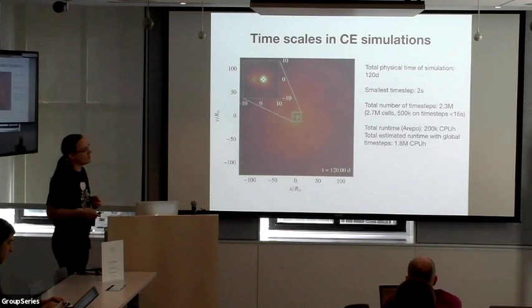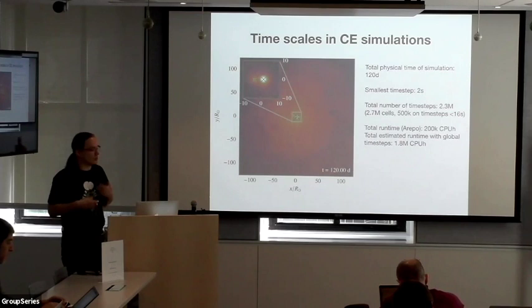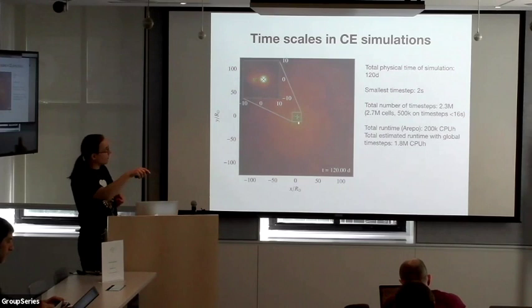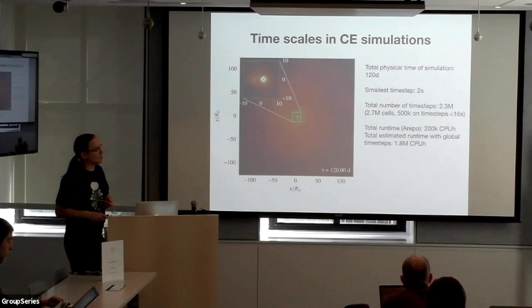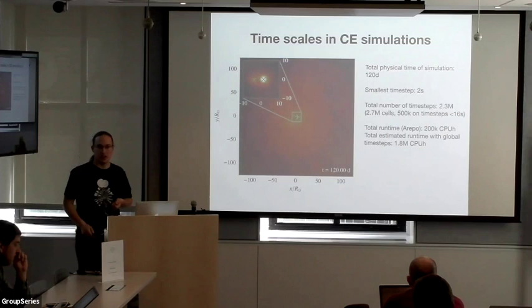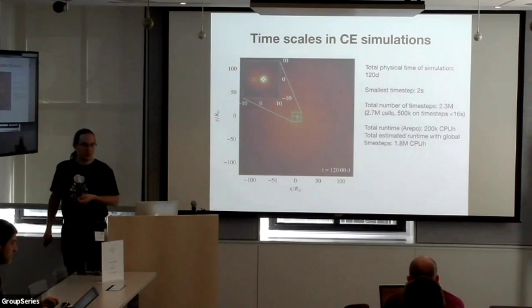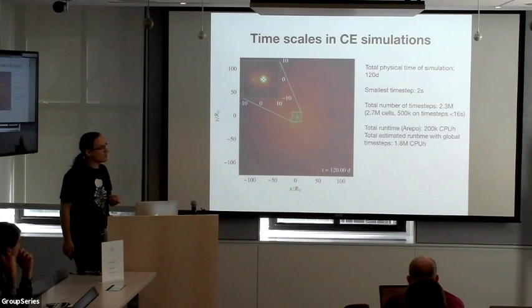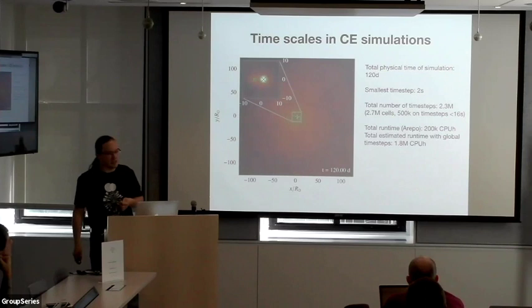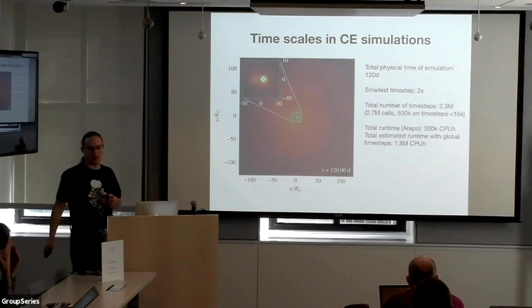The time step in general is determined by the size of the cell and the signal velocity in the cell, which in Arepo is just the sound speed. The cells in the very center, close to the cores, have the smallest time step, which is of the order of a few seconds, I think about 2 seconds. That means that to get to these 120 days, you need to advance your simulation by roughly 2 million time steps, which is already quite significant. For a rough comparison of orders of magnitude, the most expensive cosmological simulations we are running can do about 20 million time steps, which is only a factor of 10 more than this. So doing a few million time steps is already quite hard.